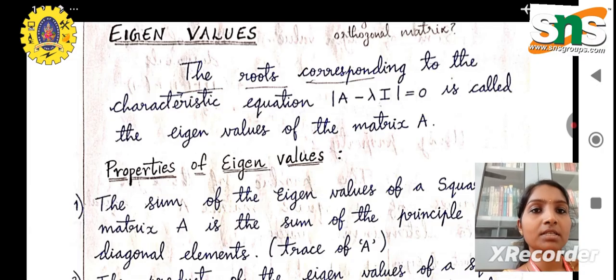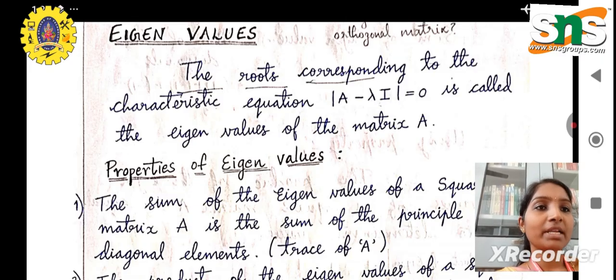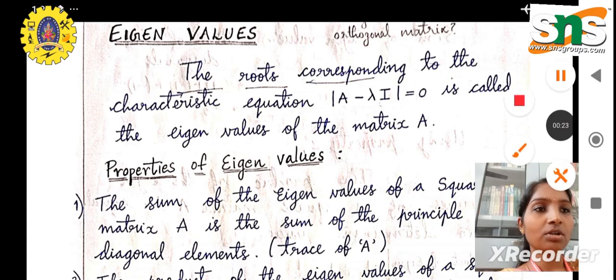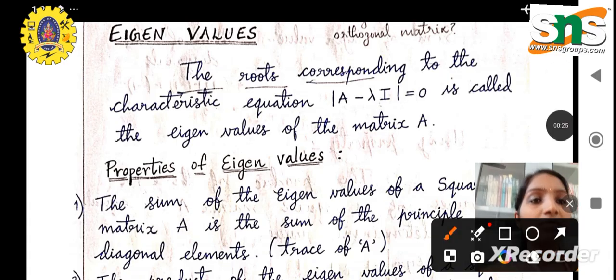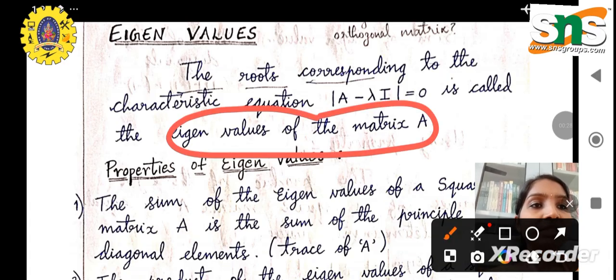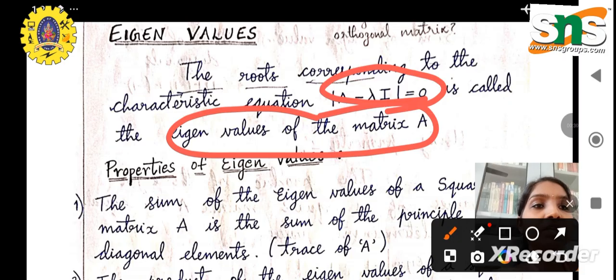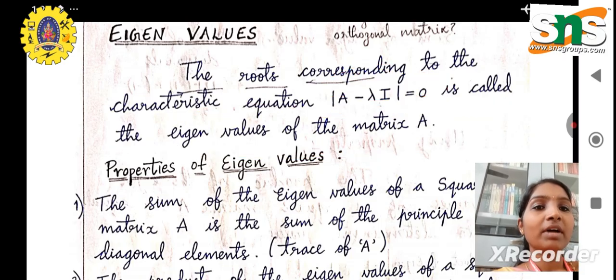We are on to the topic Eigenvalues and Eigenvectors. In the previous video, we have seen the definition for eigenvalues. The eigenvalues are the roots corresponding to the characteristic equation determinant of A minus lambda I is equal to 0, which is called the eigenvalues of the matrix. We will be solving this particular equation and finding the values of lambda. Those are called the eigenvalues of the matrix.